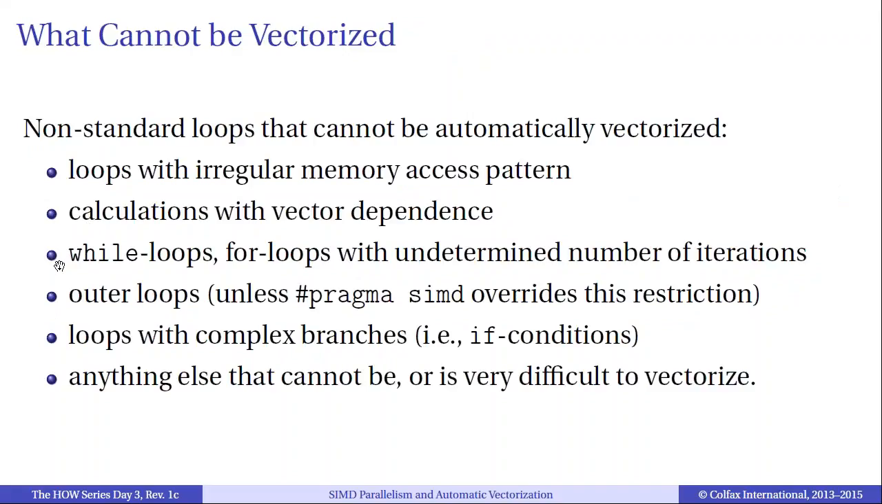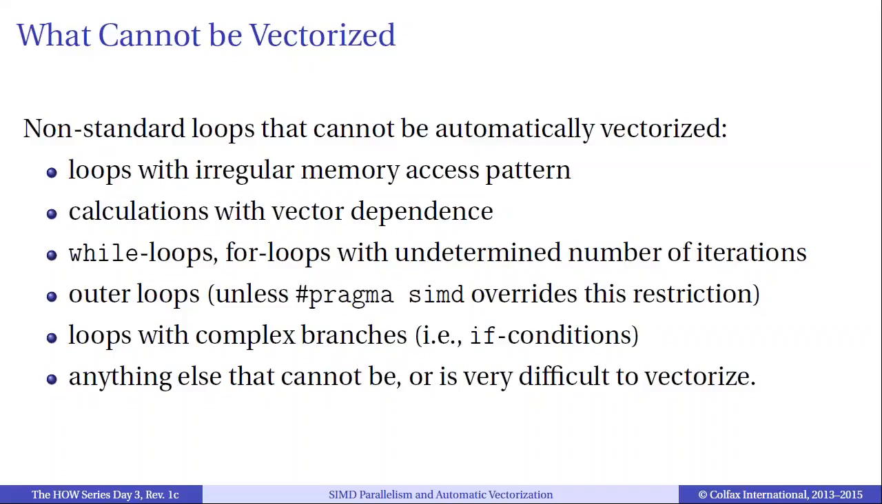While loops cannot be vectorized, nor can for loops with funny upper bounds. Outer loops cannot be vectorized unless you use a special hint. And loops with complex branches also cannot be vectorized.